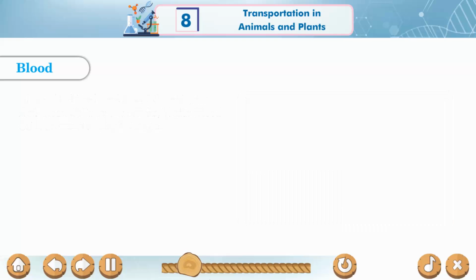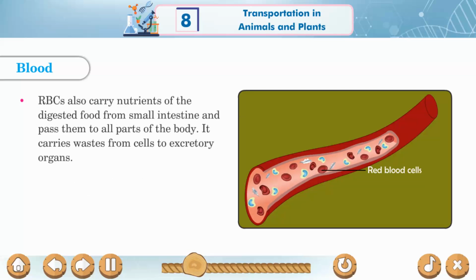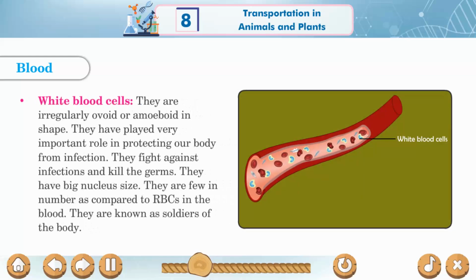and platelets. Red blood cells, they contain a red pigment called hemoglobin, which gives the red color to the blood. It contains iron. It is responsible in carrying oxygen from lungs to the cell and carbon dioxide from the cells to the lungs. RBCs also carry nutrients of the digested food from small intestine and pass them to all parts of the body. It carries wastes from cells to excretory organs. RBCs are round and biconcave in shape. They lack nucleus.